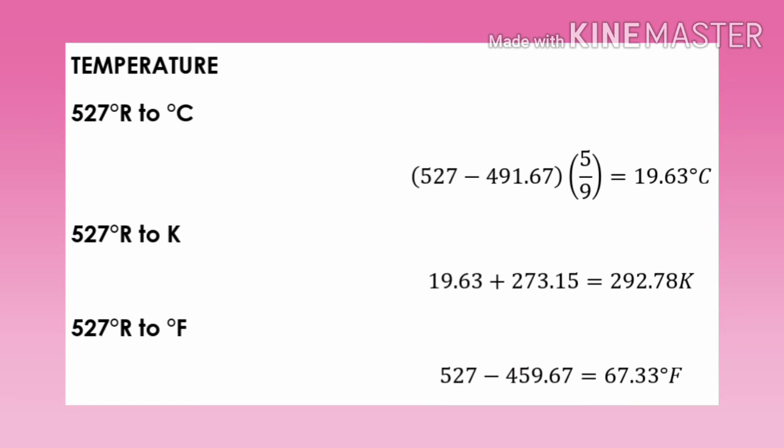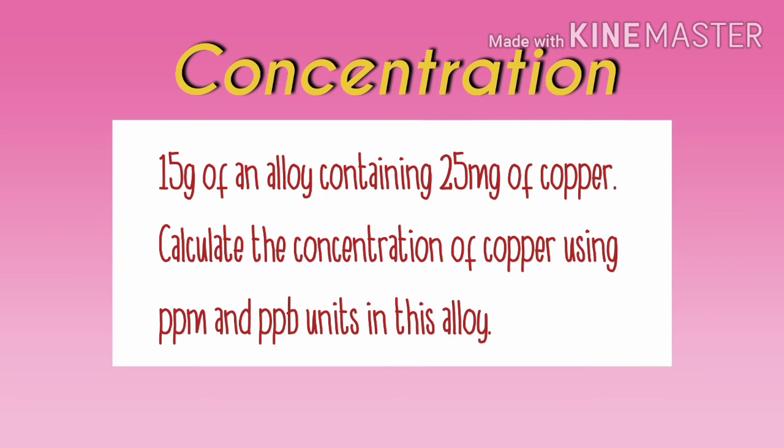Well, upon answering the temperature conversion, I know you will say that this is way easier than the first three, but let me tell you right now, the next one will be more difficult. I have here an example under concentration. 15 gram of an alloy containing 25 milligram of copper. Calculate the concentration of copper using ppm and ppb units in this alloy.